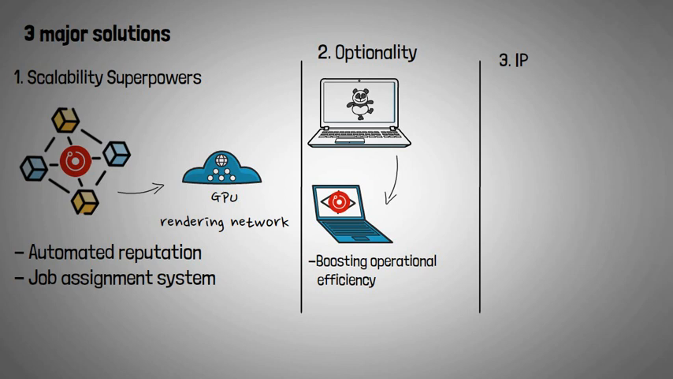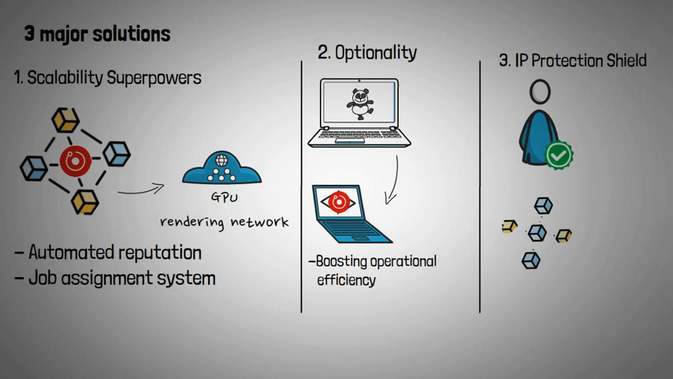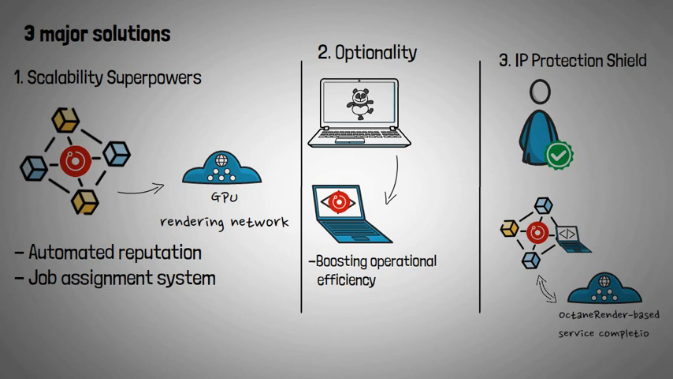And lastly, IP Protection Shield. Render doesn't just save the day, it also protects your creative rights through its blockchain-based record keeping and encryption, coupled with its Octane Render-based service completion and scoring. Render ensures your intellectual property is safe and sound. Unlike centralized platforms that can be sketchy and delete your data without warning, Render's blockchain technology keeps your rights intact throughout your entire creative journey.